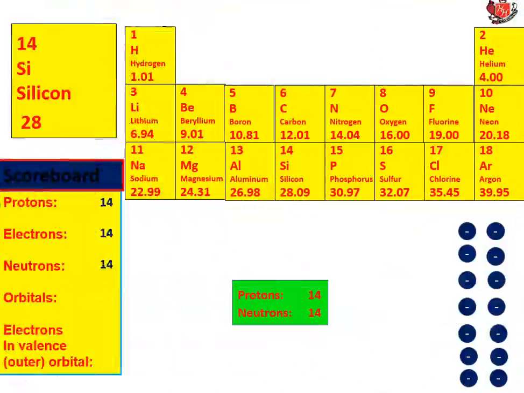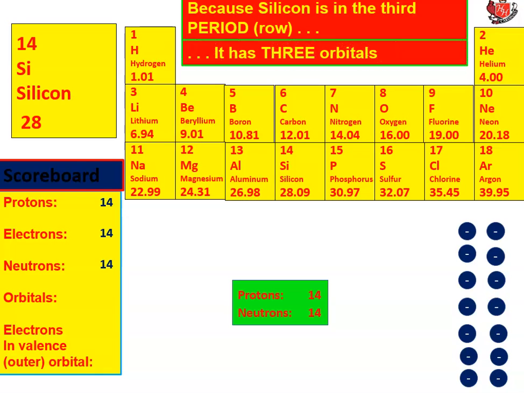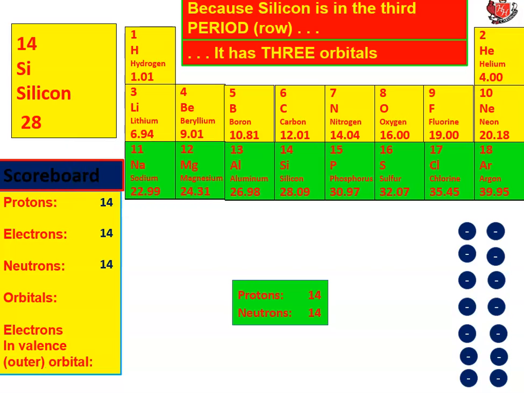Now let's go on to orbitals. Which row is silicon in? Because silicon is in the third period row, it has 3 orbitals. Everything that you see covered in green would have 3 orbitals, because all of those 8 elements that you see there are in the third period or row.